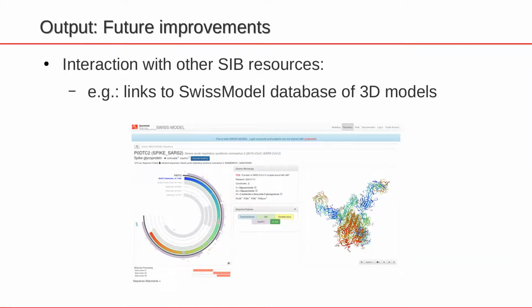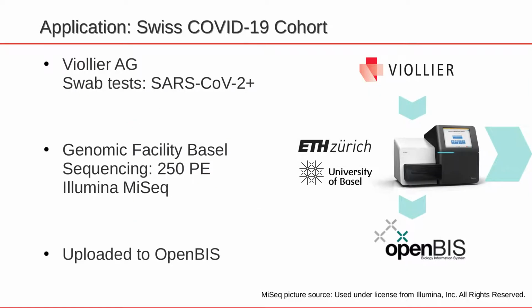Planned future improvements include interacting with other SIB resources. For example, outbound links to the Swiss model database of the SIB will make it possible to visualize positions of the variants on proteins in 3D. One of the current applications of VPipe is using it to help automate the sequencing of SARS-CoV-2.